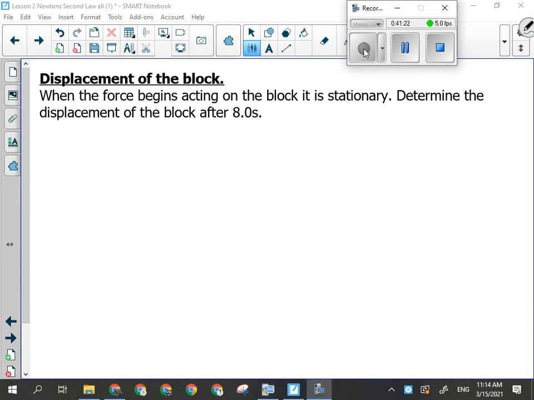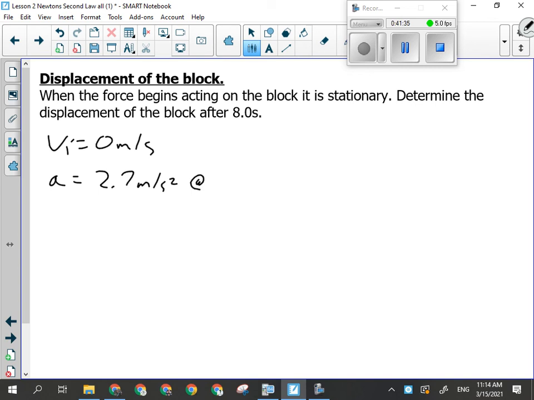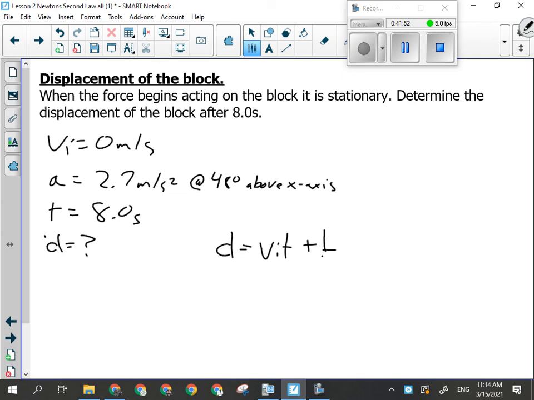All right, so here's what we know. Vi is 0 meters per second. Our acceleration we just calculated to be 2.7 meters per second squared. It was 2.7, right? Yeah. And that was at 48 degrees above the x-axis. And we know that the time is 8.0 seconds, and we're looking for the displacement. All right, so a formula we could use there would be d equals Vi times t plus 1/2 a t squared.